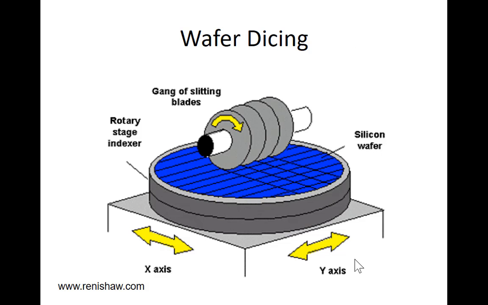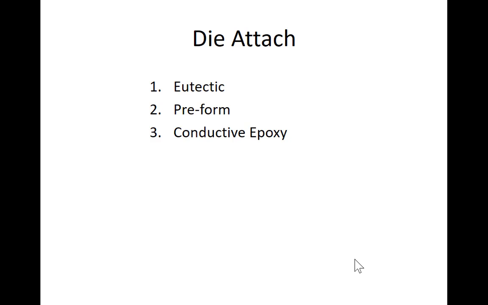Here's how dicing takes place. You have a bunch of blades that rotate, and you index the wafer first in the X direction. That makes traces along it. Then you rotate the wafer 90 degrees and go the other direction. You may have to change the spacing of the blades if it's not a square die. That cuts them apart.